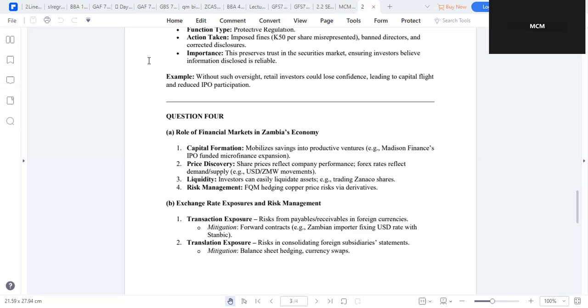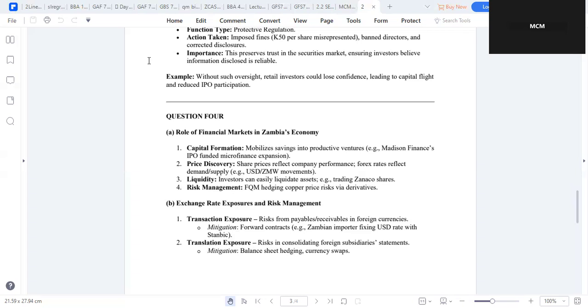So exchange rate exposures can be classified into transaction exposure, which arises when a company has payables or receivables denominated in foreign currencies. For instance, a Zambian importer may be purchasing machinery from South Africa in US dollars or in rands. So they may face the risk that the kwacha may depreciate. Mitigative measures that can be taken are forward contracts or currency options.